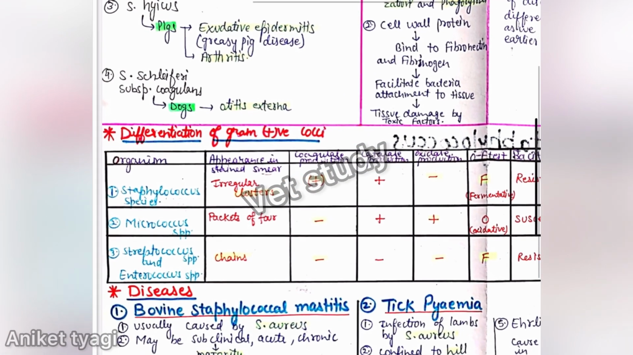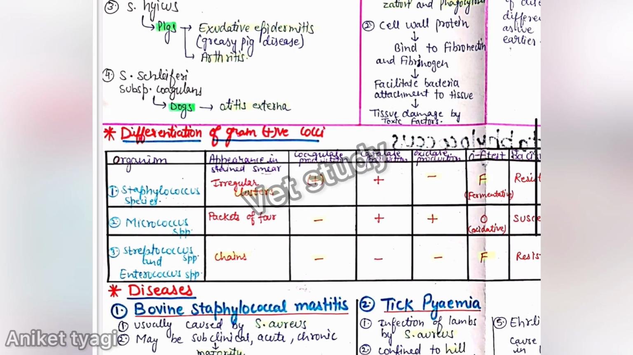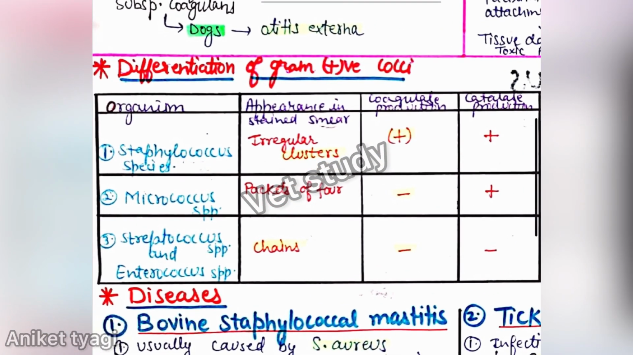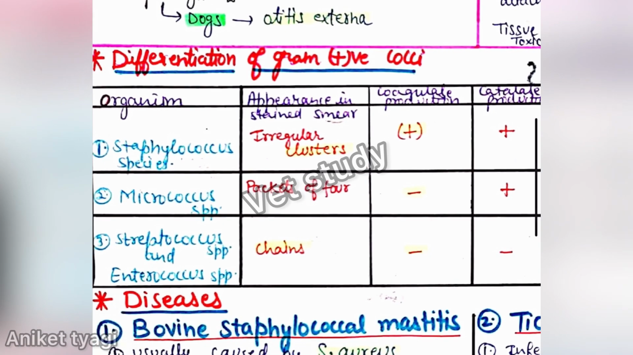Next we have differentiation of gram-positive cocci. How can you differentiate the gram-positive cocci, because there are different pathogens apart from Staphylococcus. You have to differentiate Staphylococcus from Micrococcus, Streptococcus, and Enterococcus. Okay, you can differentiate these gram-positive cocci as follows. First, the appearance in the stained smear. Staphylococcus appears as irregular clusters. I will show you some images so that you can relate. Micrococcus appears as packets of 4, and Streptococcus forms chains.